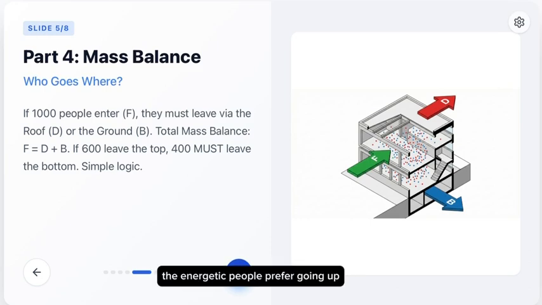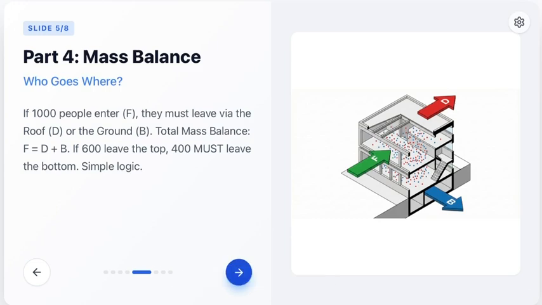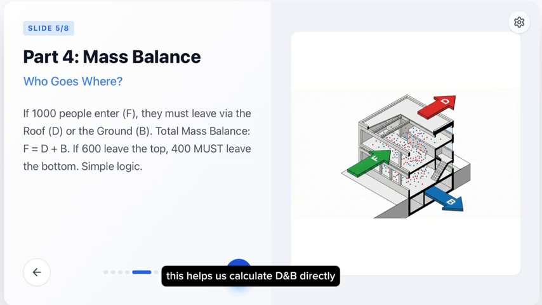The energetic people prefer going up. So if 40% of the feed is light components, the equation is ZF times F equals XD times D plus XB times B. This helps us calculate D and B directly.